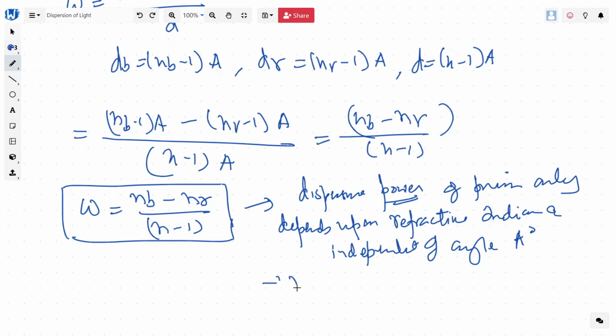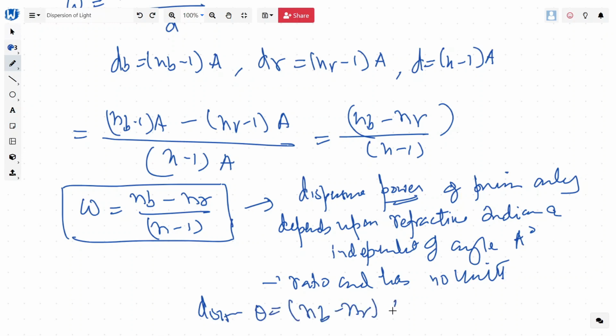So it's a ratio and has no units. Whereas the angle of dispersion, the dispersion angle theta, is given by nB minus nR times A, and that is an angle, so it could be in radians or degrees.